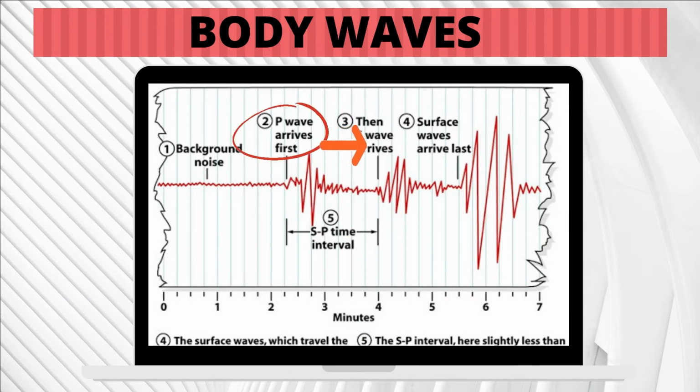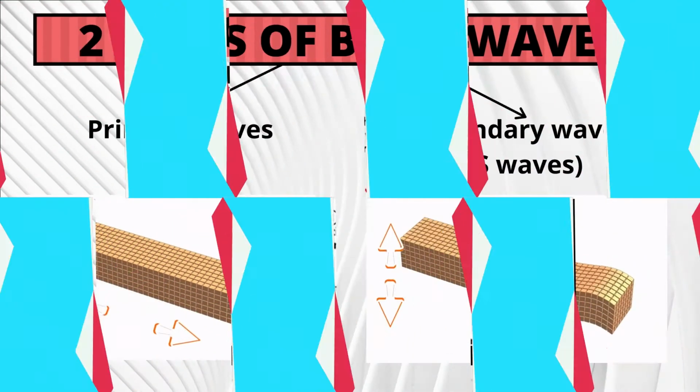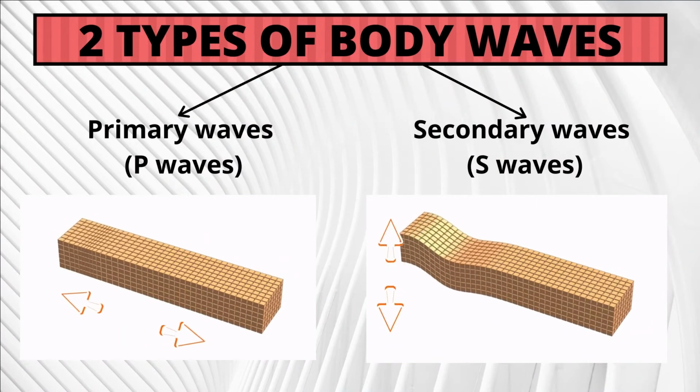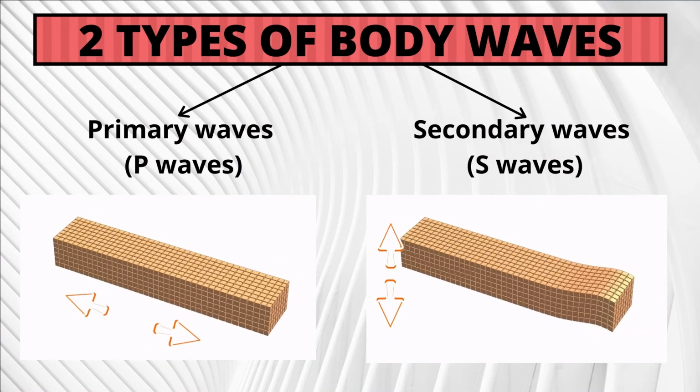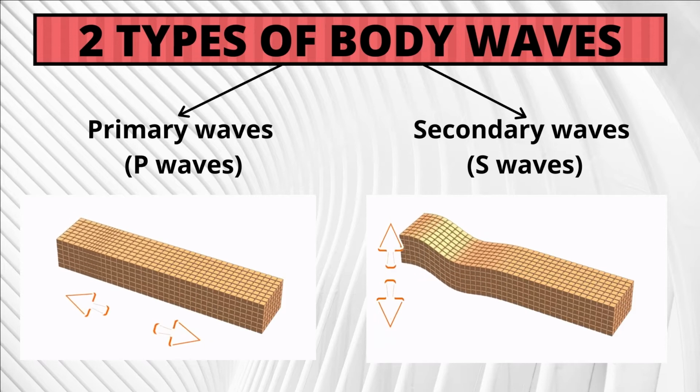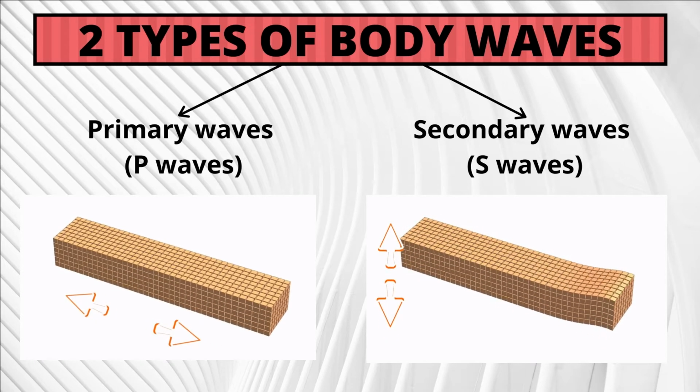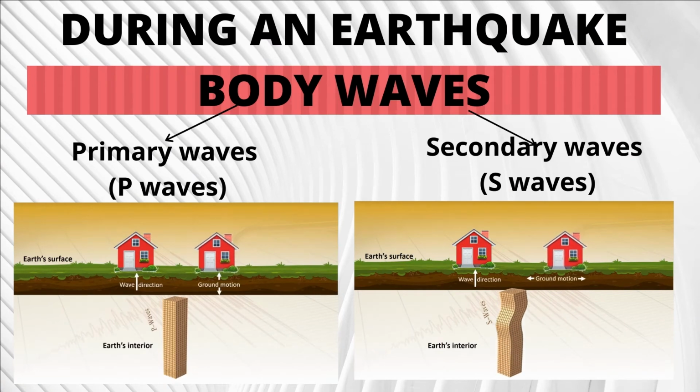Sinasabing pinakamabilis na seismic wave ang P waves. Pangalawa naman sa pinakamabilis ang S waves. Pansinin natin ang pagkakaiba ng paggalaw ng P waves sa S waves. Kung inyong mapapansin, back and forth o pabalik-balik ang paggalaw ng P waves, samantalang pataas naman ang paggalaw ng S waves. Panoorin ang paggalaw ng primary at secondary waves during an earthquake.